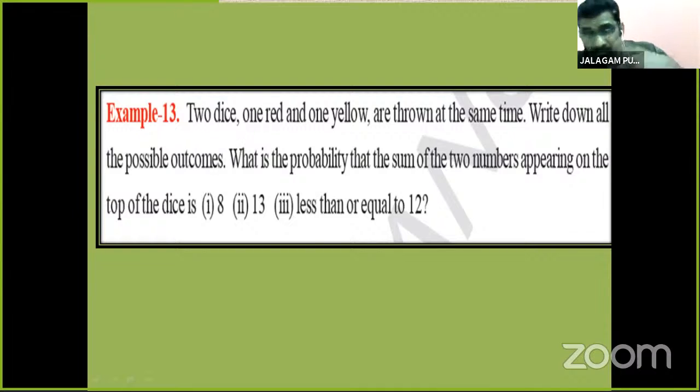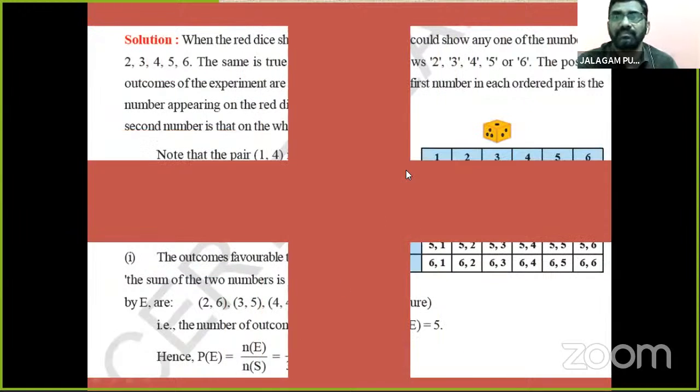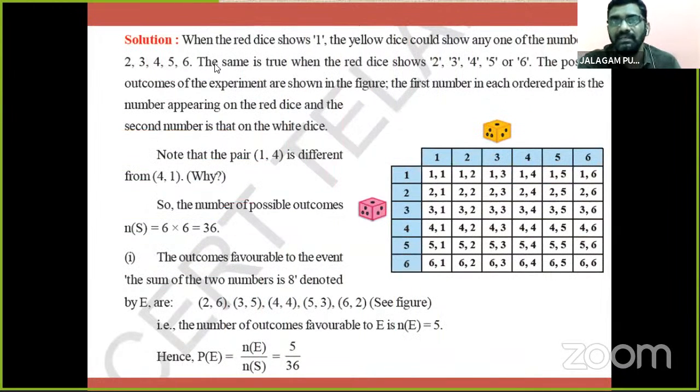Here 2 dice. One is red, another one is yellow. If you have 1 die, the possible outcomes are 6. Here with 2 dice, we find how many possible outcomes there are. When the red dice shows 1, the yellow dice could show any one of the numbers 1, 2, 3, 4, 5, 6. The same is true when the red dice shows 2, 3, 4, 5 or 6. The possible outcomes of the experiment are shown in the figure like this.